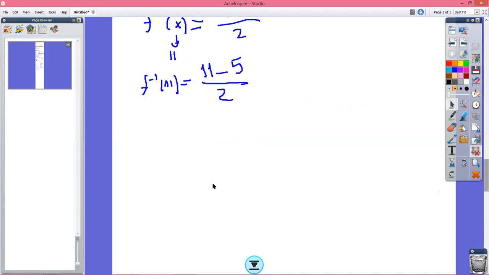Okay. Now here I have f minus 1 of 11 equal to 11 minus 5, which is 6, divided by 2. 6 divided by 2 is 3. Any question now?